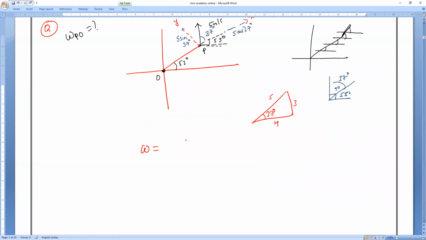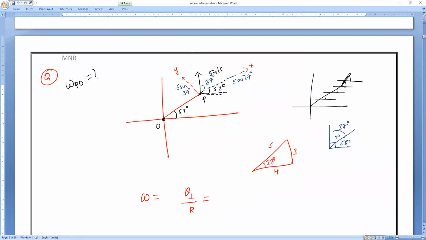W is equal to speed perpendicular divided by r, the radius, whatever it is. So now what is the answer? Perpendicular to O. Verify that. So who is that? 5 sine 37, or is it 5 cos 37? What is that? We have to find it, everyone. So find the angular velocity of the particle at P with respect to O.